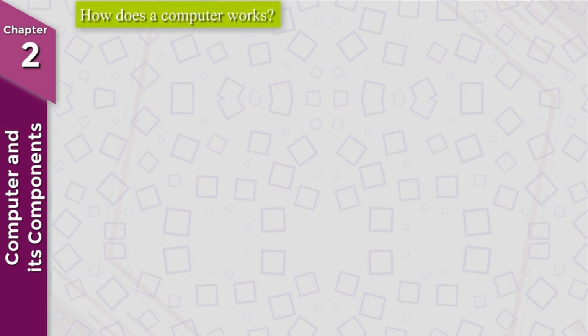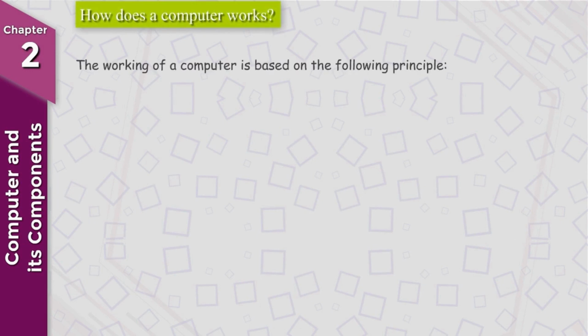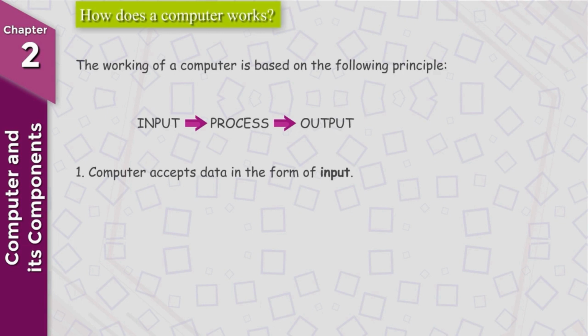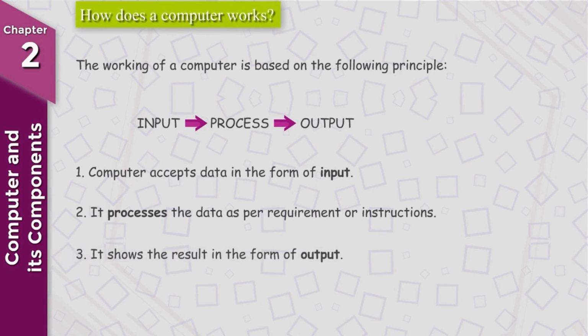How does a computer work? The working of a computer is based on the following principle. Input, process, output. 1. Computer accepts data in the form of input. 2. It processes the data as per requirement or instructions. 3. It shows the result in the form of output. Let us understand it with the help of an example.